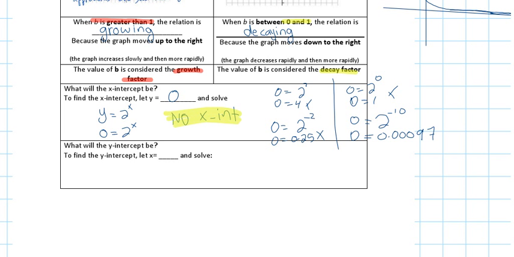You can even try 2 to the power of negative 20 if you want, right? Still, it's not going to give you an answer that is 0.